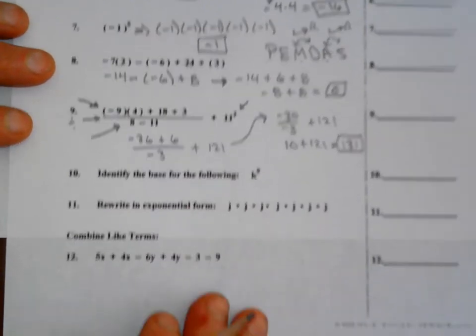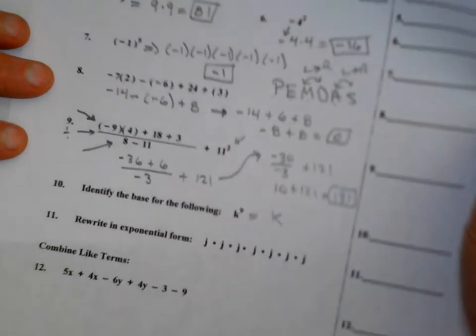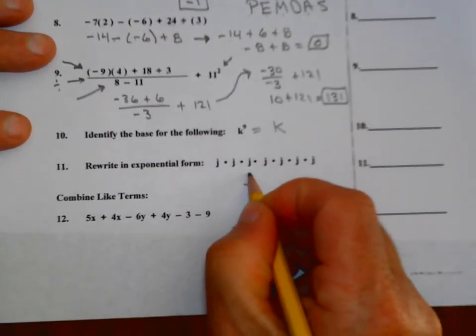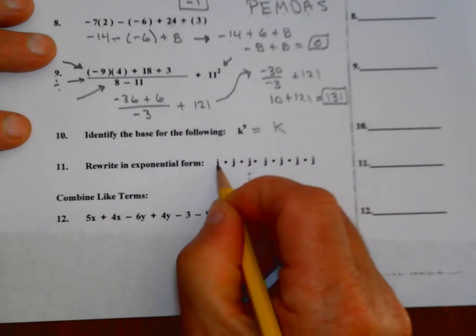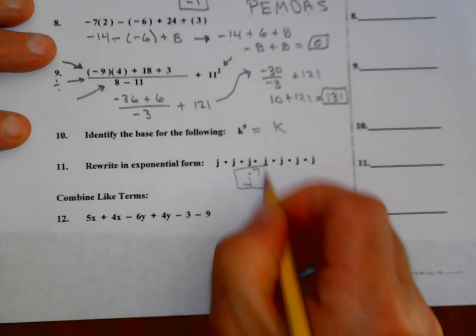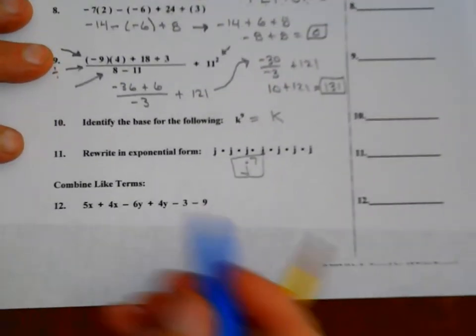All right, let's do a base and exponent. My base is k, my exponent is 9. They just asked me for the base. They want me to write this in exponent form. That's expanded form. So I'm going to write it as the base of j multiplied by itself 7 times. So that's the exponent.